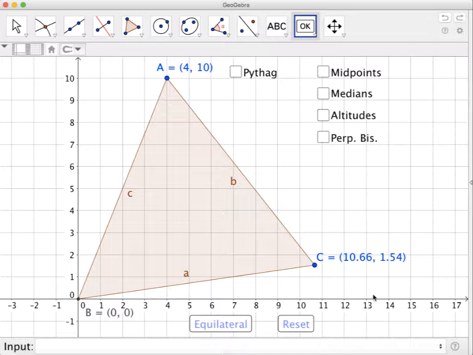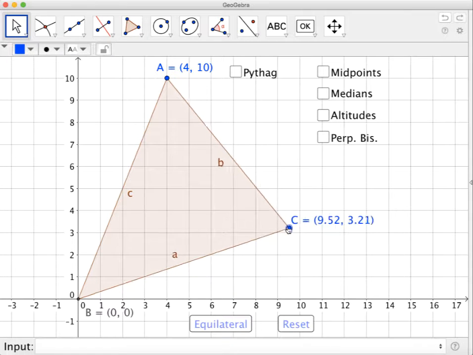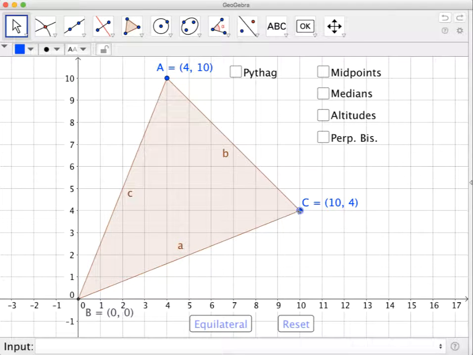Okay, suppose we have a triangle here. We call it triangle ABC, and we have these three vertices. A is at (4, 10), B is at (0, 0), and right now C is at (10.66, 1.54). But we can move C around and change the size and shape of our triangle.